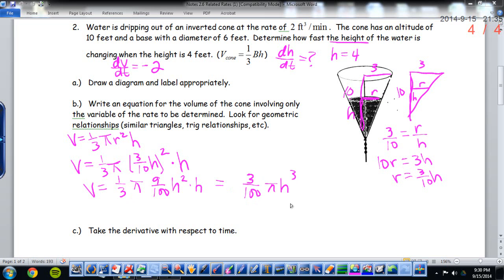And that was the whole point of the after party that you did recently, was to get you in the habit of rewriting some of these equations, volume formulas and things like that in terms of just one variable.